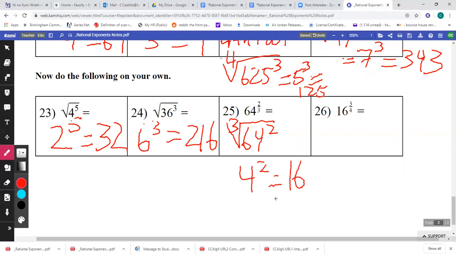And then the last question, if I want to rewrite it, by the way, you don't have to rewrite it. Sometimes it's just easier for people to think about it in radical form. So think to yourself, what is the 4th root of 16? What number multiplied by itself 4 times is 16? Oh, that's just 2. 2 times 2 times 2 times 2 is 16. And then so 2 to the 3rd power is 8.